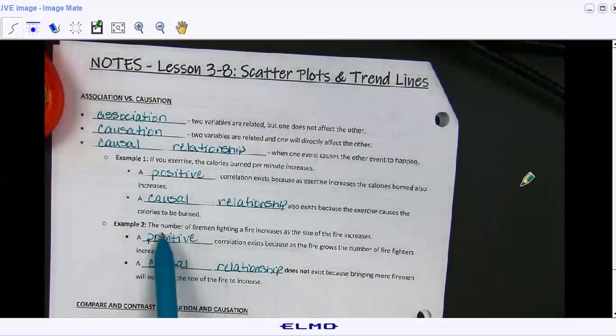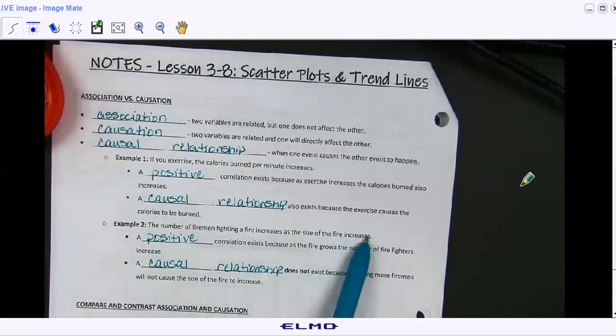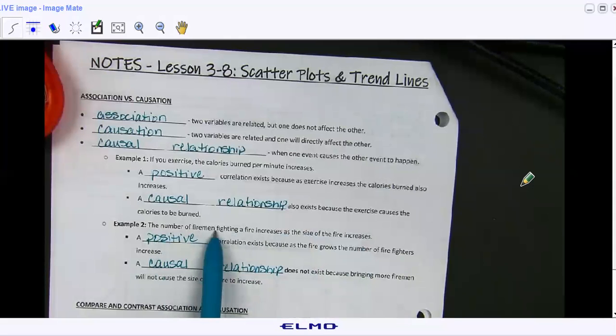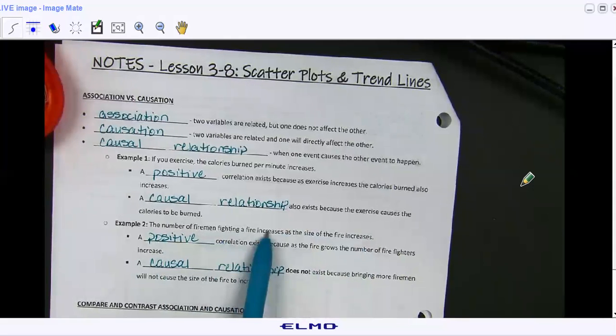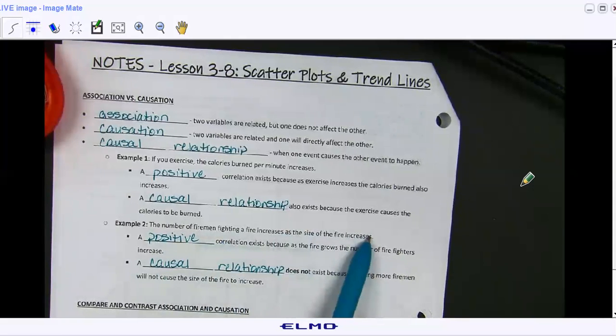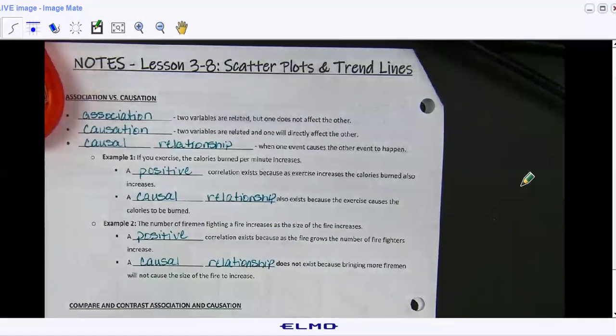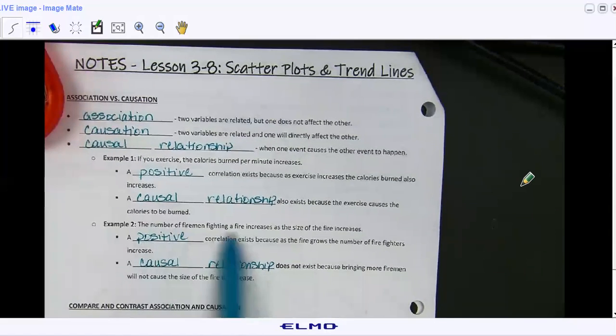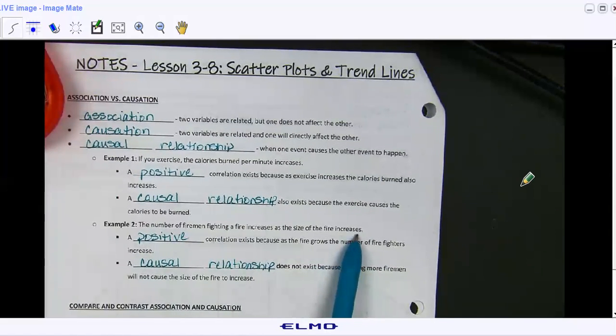Well, you have to look at it as the number of firemen fighting a fire increases as the size of the fire increases. There's a positive correlation there, but the number of firefighters increasing does not cause the fire to increase. So there's not a causal relationship when you look at it from that perspective. But as the fire grows in size, more firemen come to help, and they don't make the fire grow. Yes, that's what this statement says right here.